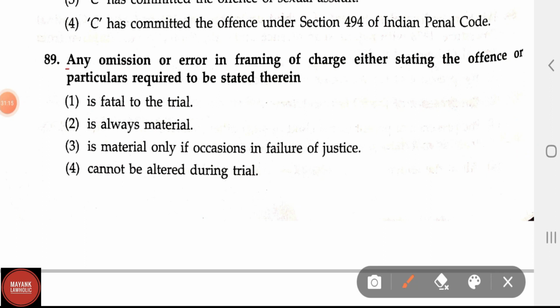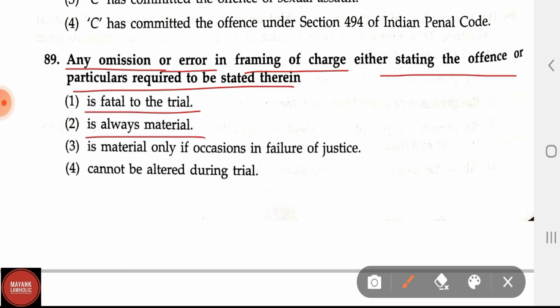Question number 89. Any omission or error in framing of charge, either stating the offence or particulars required to be stated therein: is fatal to the trial, is always material, or is material only if it occasions a failure of justice and cannot be altered during the trial. Here the correct answer is material only if it occasions a failure of justice.